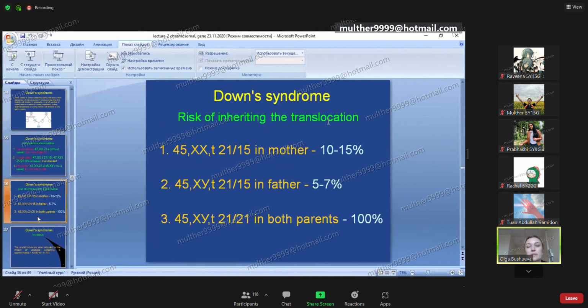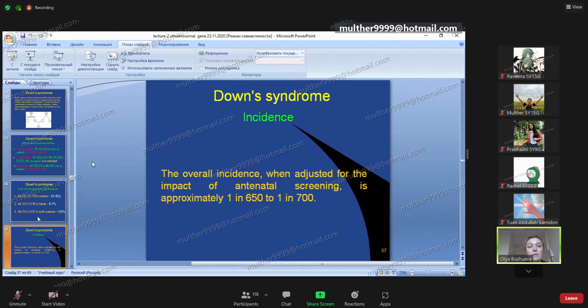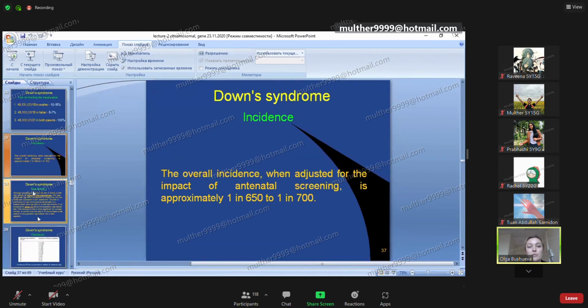Risk of inherited translocation from mother or father, and if a translocation occurs in both parents, the risk will be 100% risk of chromosomal pathology for the offspring. Down syndrome is one of the most frequent chromosomal syndromes, and the incidence is approximately 1 in 650 to 1 in 700.